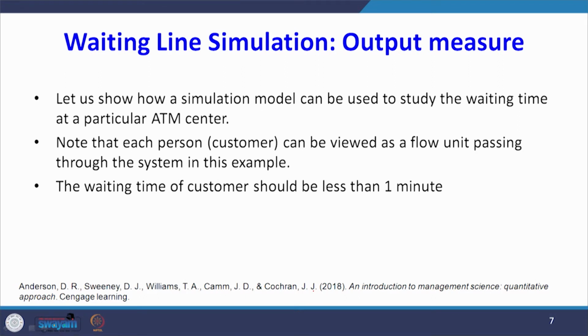Note that each person, the customer, can be viewed as a flow unit passing through the system in this example. What is the requirement? The waiting time of a customer should be less than 1 minute, but we have only one ATM. Now, we are going to test whether this service requirement can be achieved or not. If it is not achievable, what do we have to suggest? We should go for 2 ATMs in the same room.